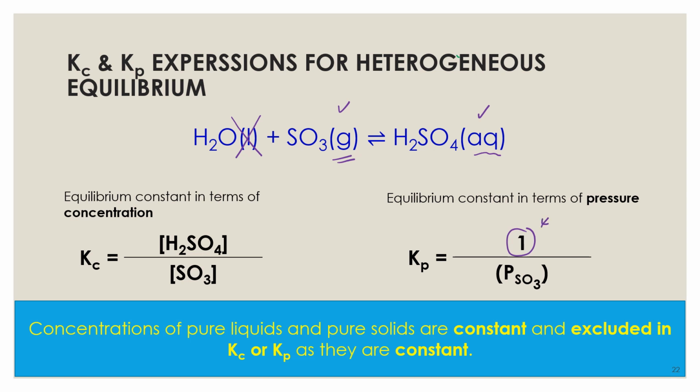Okay, bahagi dengan partial pressure of gaseous form in the reactant. And since kita ada 1 sahaja gaseous reactant, so that is the reason why we have partial pressure SO3, okay, at the bottom there. And please remember, okay, this is the most important fact, the concentration of the pure liquids and pure solids are constant, and they will be excluded in Kc or Kp expression, okay, because they are constant.